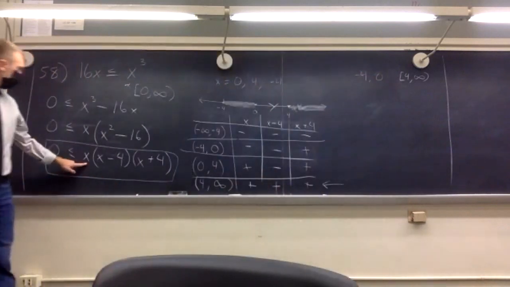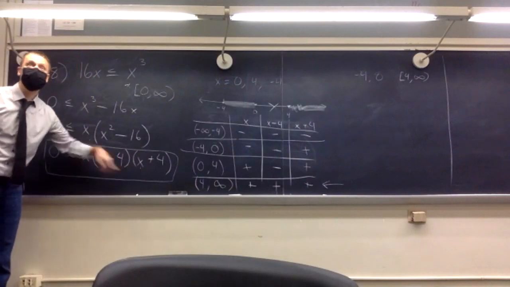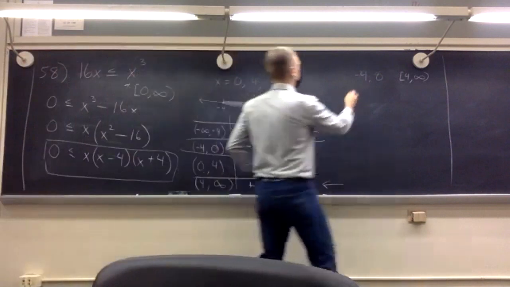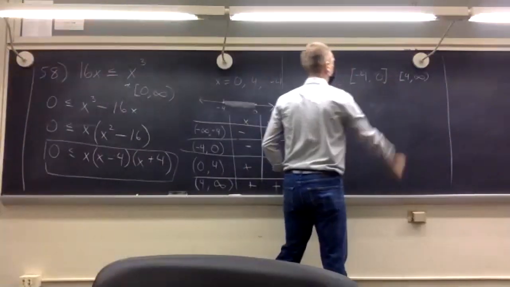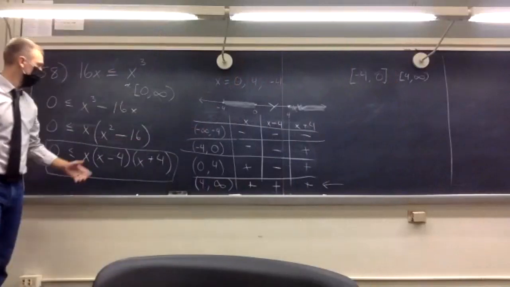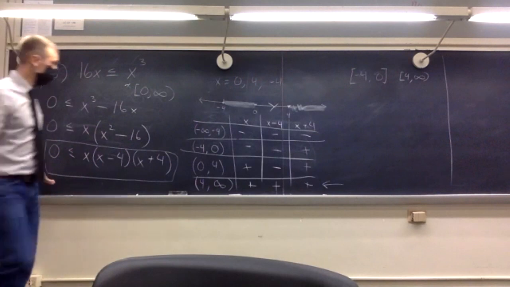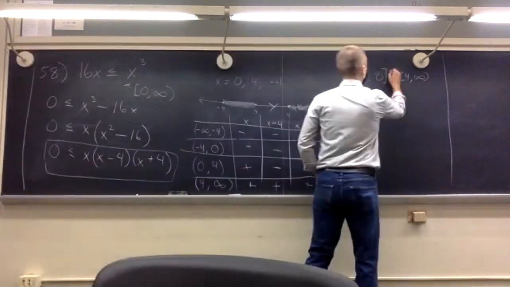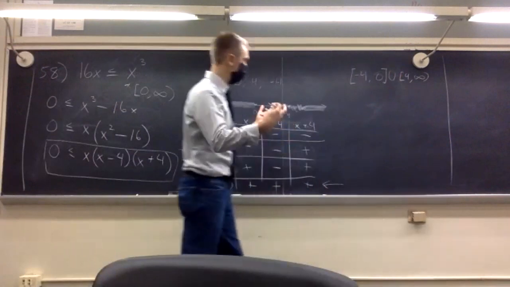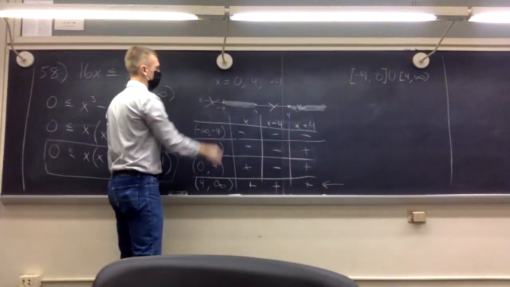At 0, we've got 0, so that works. At negative 4, we have a 0, that works. So this is square brackets on both ends. And then here we've got 3 negatives multiplied together, which is a negative result. So it does not satisfy this expression. So this is it. The union, the collection of those two intervals.